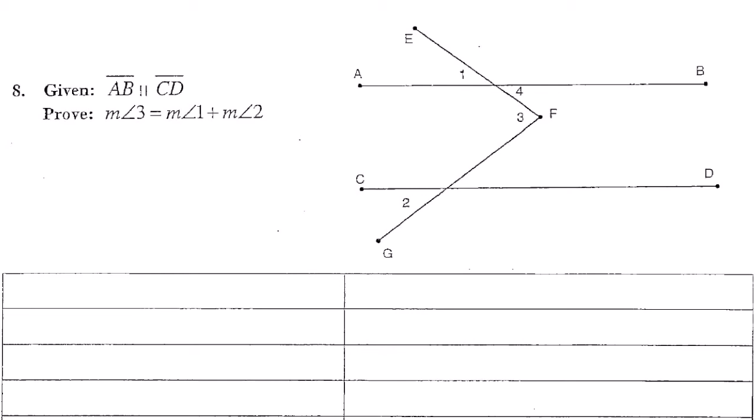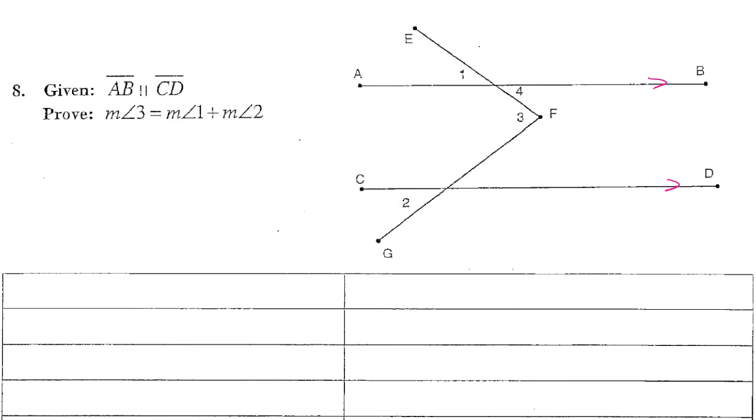All right, here's number 8. If this is on a test or on an assignment, I'd want you to explain a little bit here. That wouldn't necessarily go into your proof, but it'd be something that you could show me in the diagram, or explain in words if it was digital and you can't show me in the diagram. Here we're given that AB is parallel to CD, and we want to prove that the measure of angle 3 is equal to the measure of angle 1 plus the measure of angle 2.